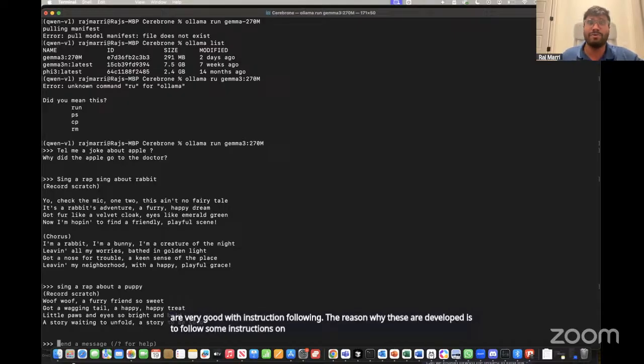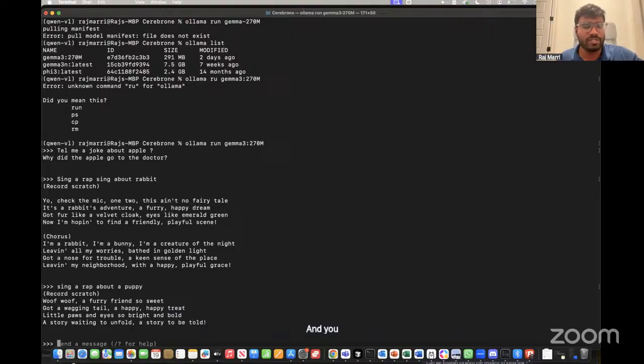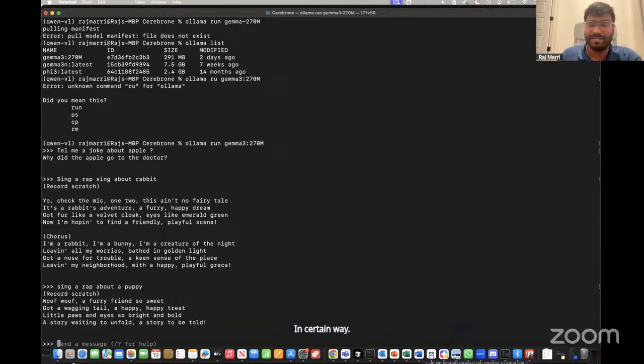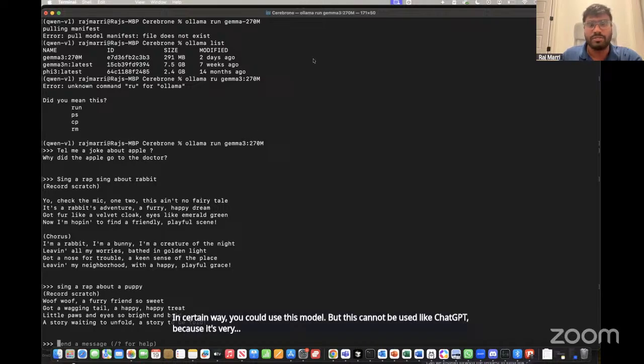Maybe tomorrow you want to get some output in JSON, strictly in a structured format, you could use this model. Or you want to do a simple thing, like generating some content in a certain way, you could use this model. But this cannot be used like ChatGPT, because the cognition is not great for these models, being significantly small.